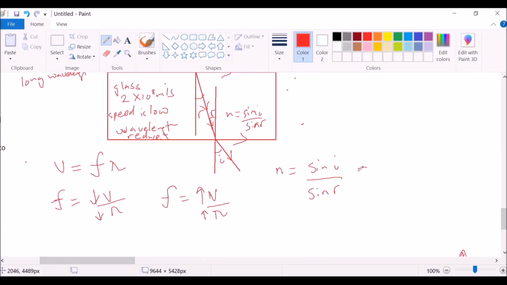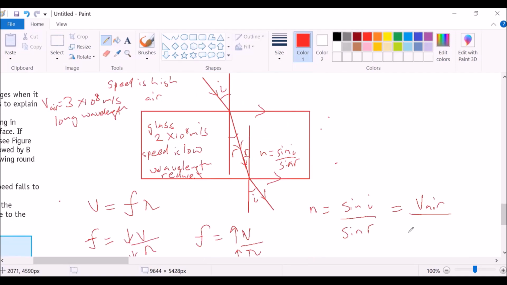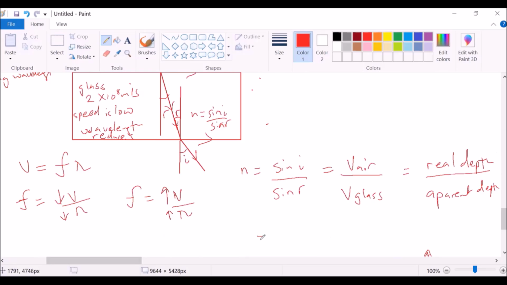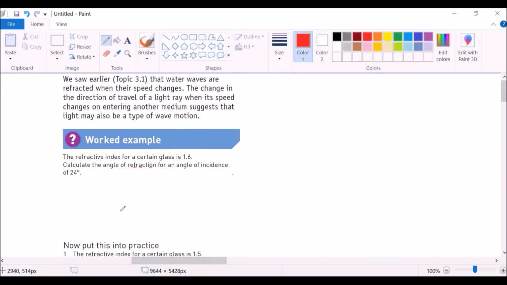Refractive index can also be the speed in air over the speed in glass. It can be real depth over apparent depth, which is also equal to wavelength in air over wavelength in glass. All these are equations for the refractive index. Now, let's look at questions.